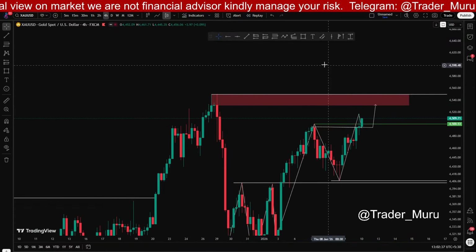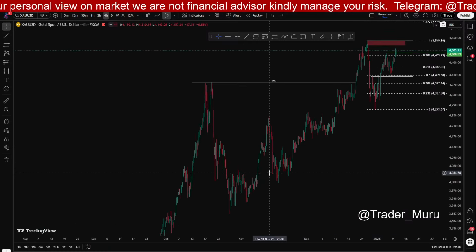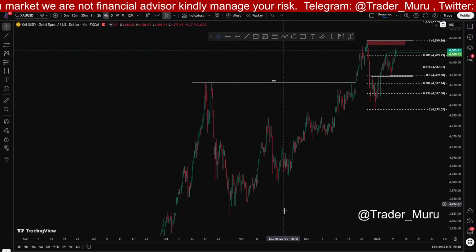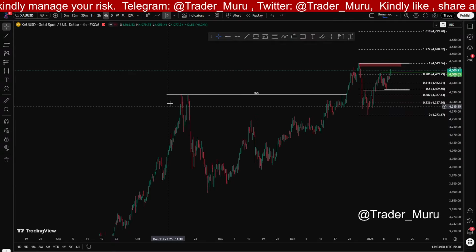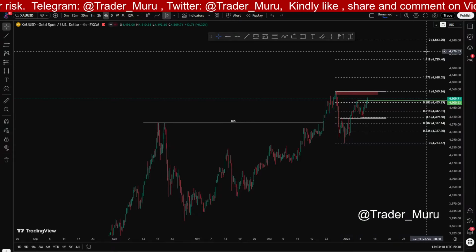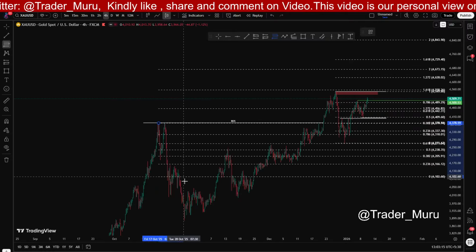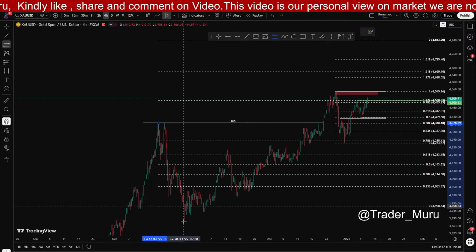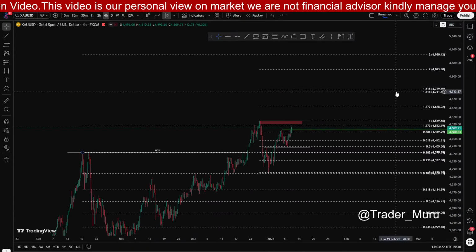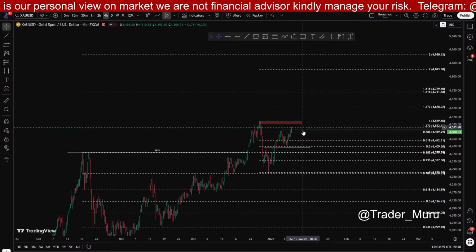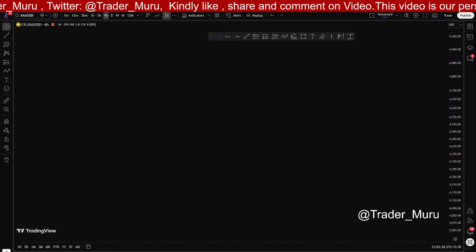And I expect gold to clear this high. So this is the same target as this one here. For this target, 1.618 is around 4700, and for this wave here the target is the same. So we can expect the market to pump towards 4711 to 4700.